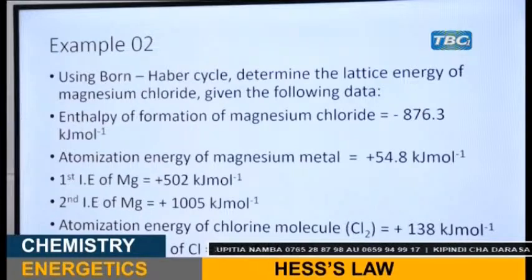Atomization energy of chlorine molecule equals positive 138 kilojoules per mole. Electron affinity of chlorine is equal to negative 286.5 kilojoules per mole. So, my dear student, that is the second way these questions relating to Born-Haber cycle might come. So, when you are asked such kind of example, what are you going to do?